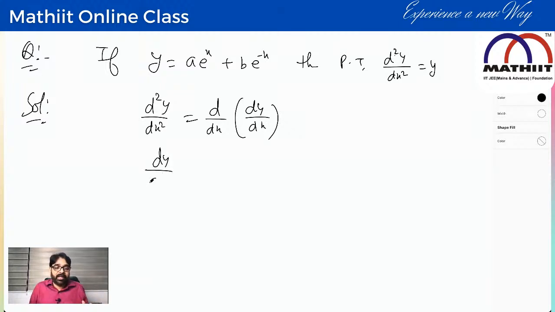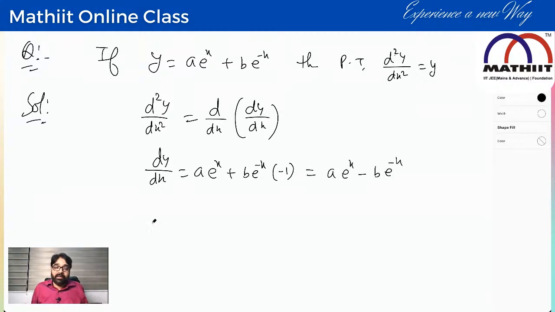So dy by dx will be what? A is constant, differentiation of e power x is e power x, plus b constant, and differentiation of e power minus x will be e power minus x into the differentiation of minus x, because the variable is minus x. So that is minus one. So this will become a e power x minus b e power minus x.